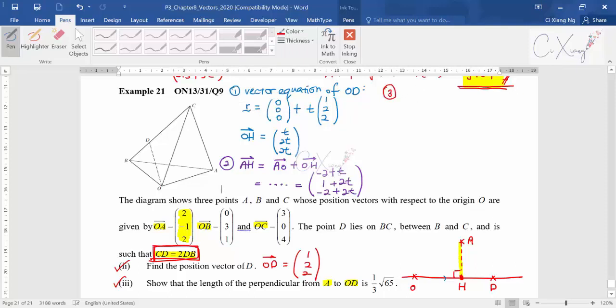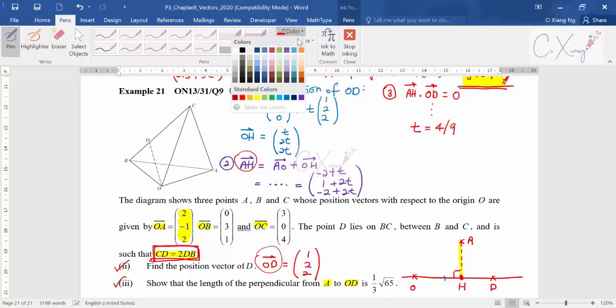Okay, so third step, by using the definition that AH dot OD equals 0, because these two vectors are perpendicular to each other. So AH dot DO equals 0. All right, so you have the AH here, and then you have the OD or DO. OD is this one. If you continue from here, for this question, you should get t equals 4 over 9. It is a fraction, and although it doesn't look nice, this is the correct answer.